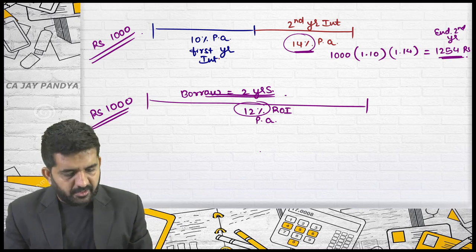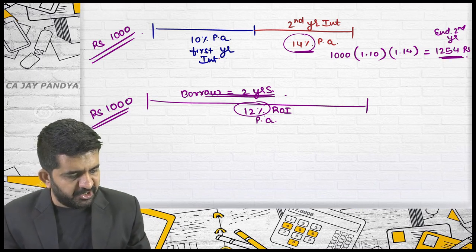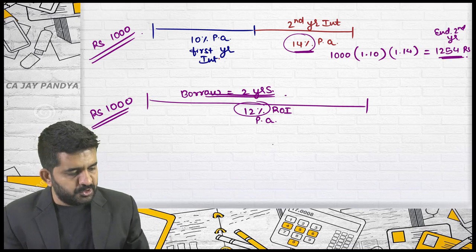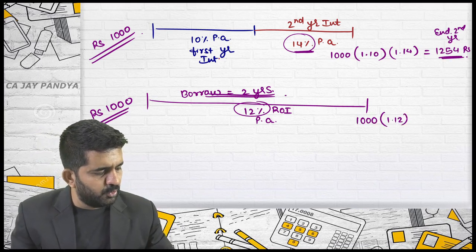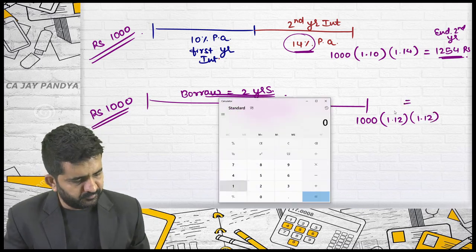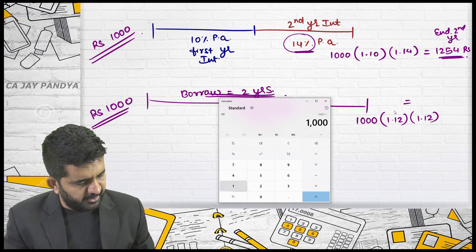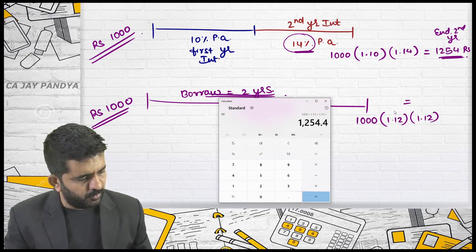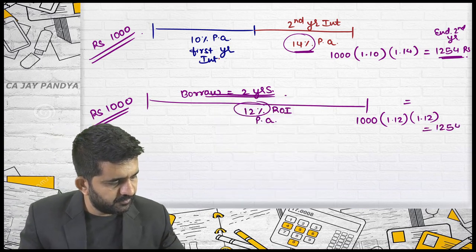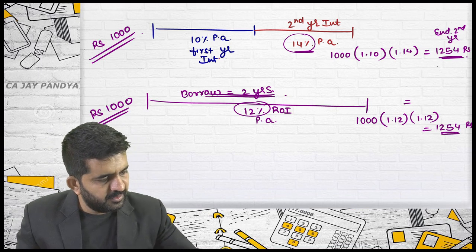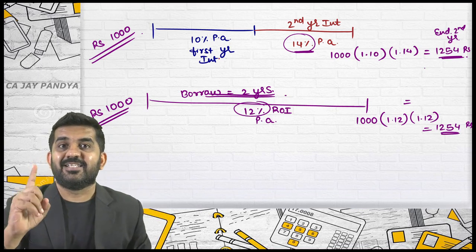Is it alright? Try to understand what I'll be paying over here. 1,000 into 1.12 into 1.12. It is 1254. Are they both same? The answer is yes.